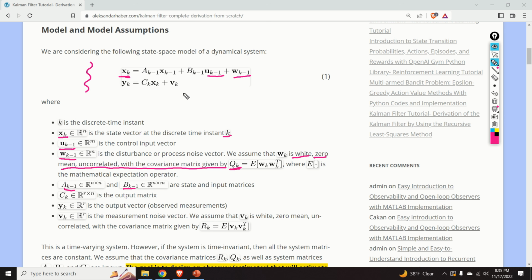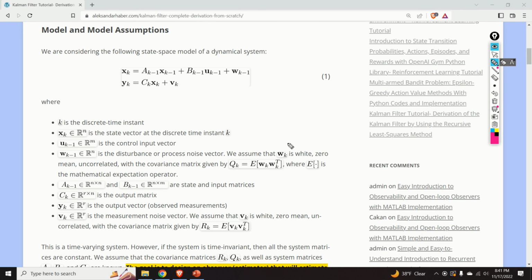Ak-1 and Bk-1 are state and input matrices. Ck is the output matrix. Yk is the output vector. And Vk is the measurement noise vector. We assume that Vk is white, zero mean, uncorrelated with the covariance matrix given by Rk. Again, we assume that Rk is known.